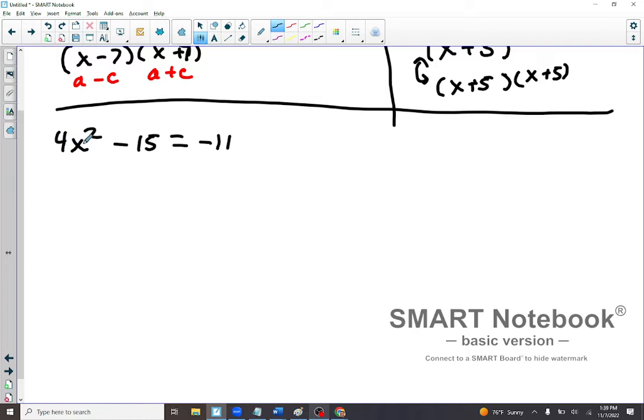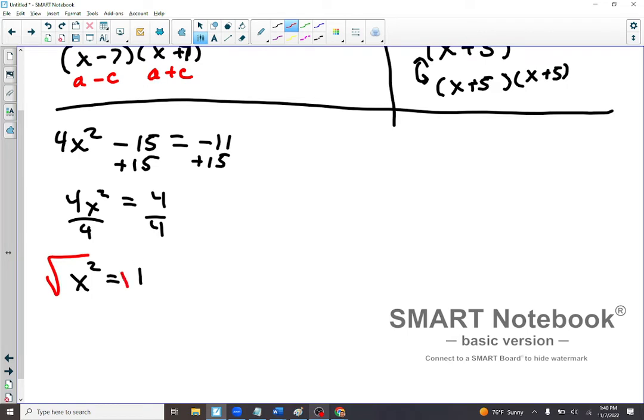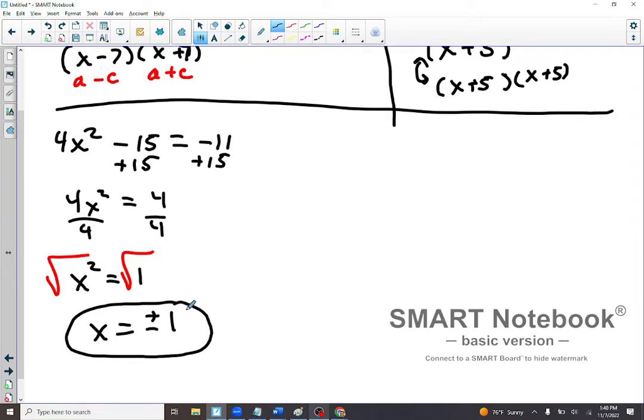So this one, 4x squared minus 15 equals 11. When you solve this, you want to get your x squared by itself before you square root. So plus 15 on both sides. 4x squared equals 4. Divide by 4 on both sides. X squared equals 1. Then I'm going to square root both sides. In this case, remember, the square root is not only the positive one, but the negative one. The plus minus will be half a point if you forget it.